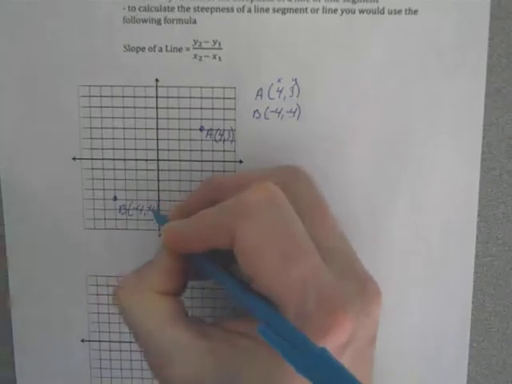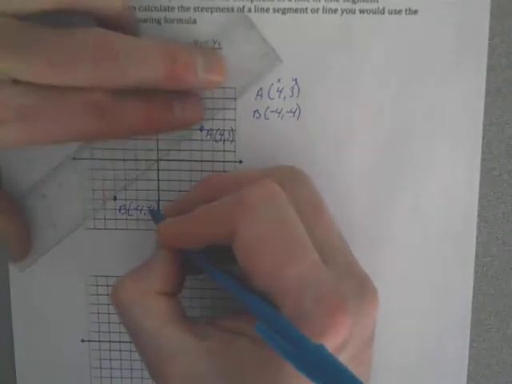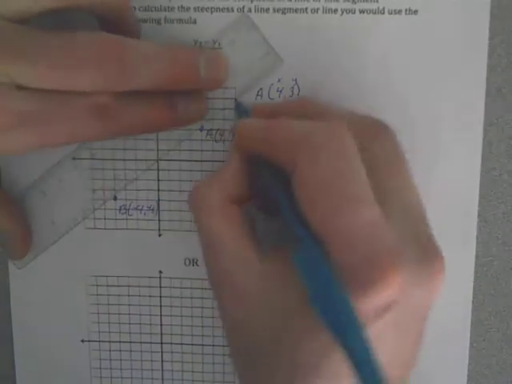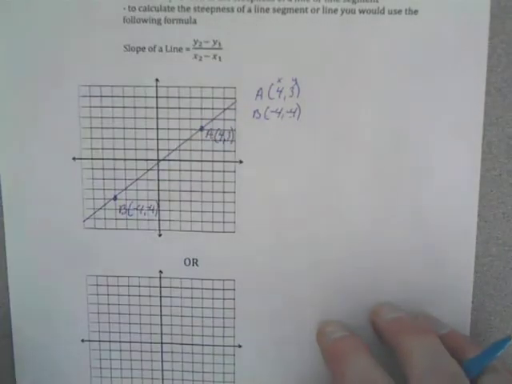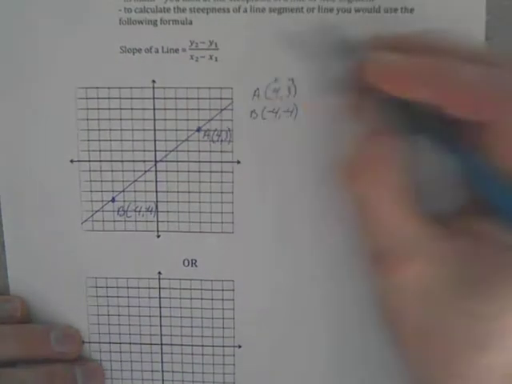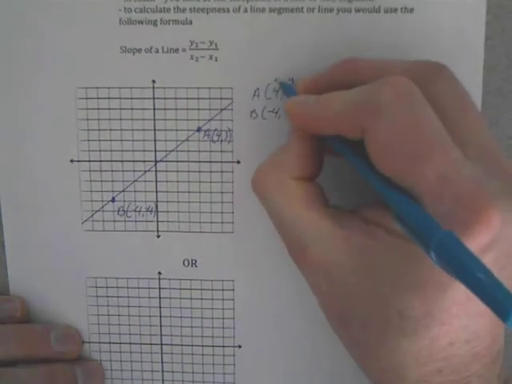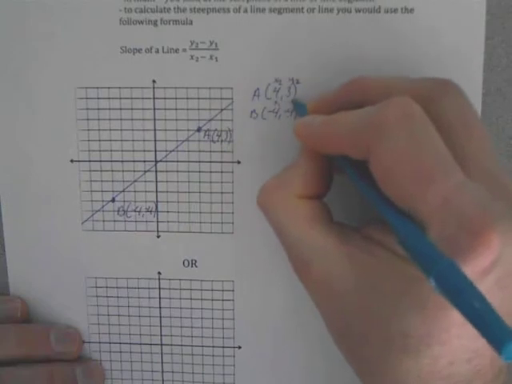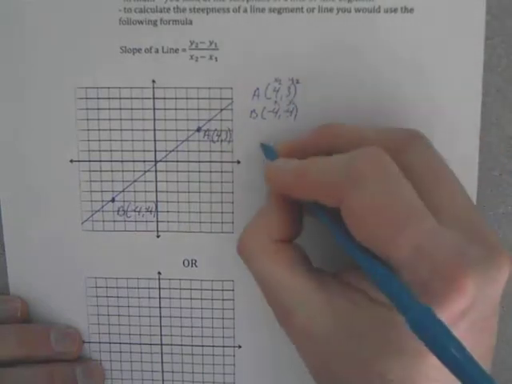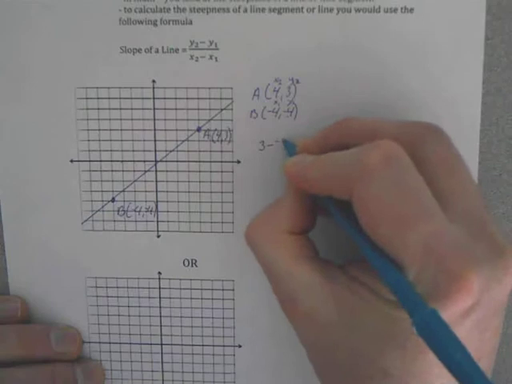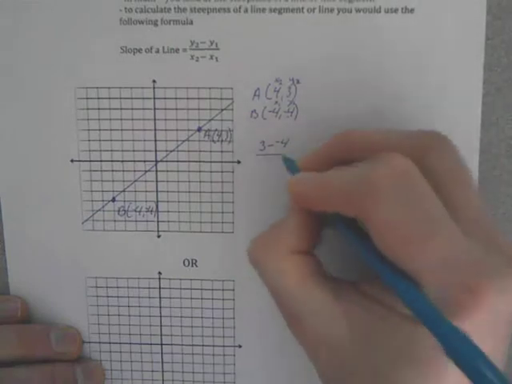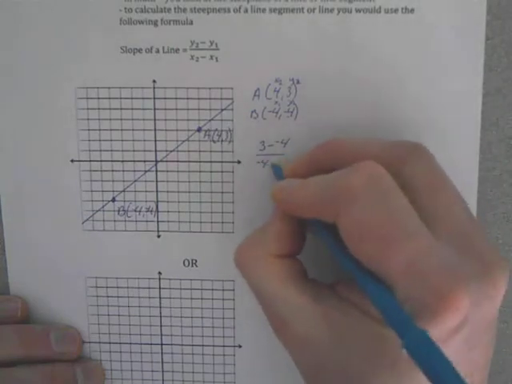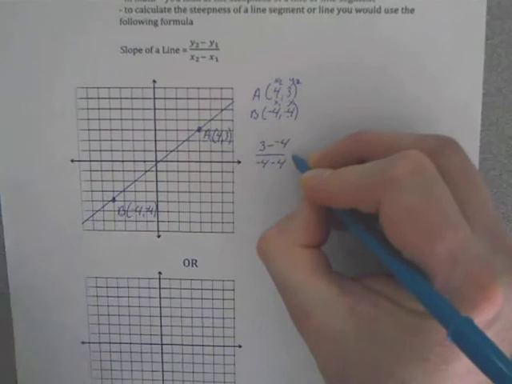So these are referred to as coordinates. I'll try to refer to that word as coordinates because that's what the textbook and the exam will use. Now I want to find the steepness of this line. To do that, I'm going to need to plug in the formula. So this is going to be y2 and x2 over top of x1 and y1. So 2 comes first, so 3 minus negative 4 over top of negative 4 minus 4.